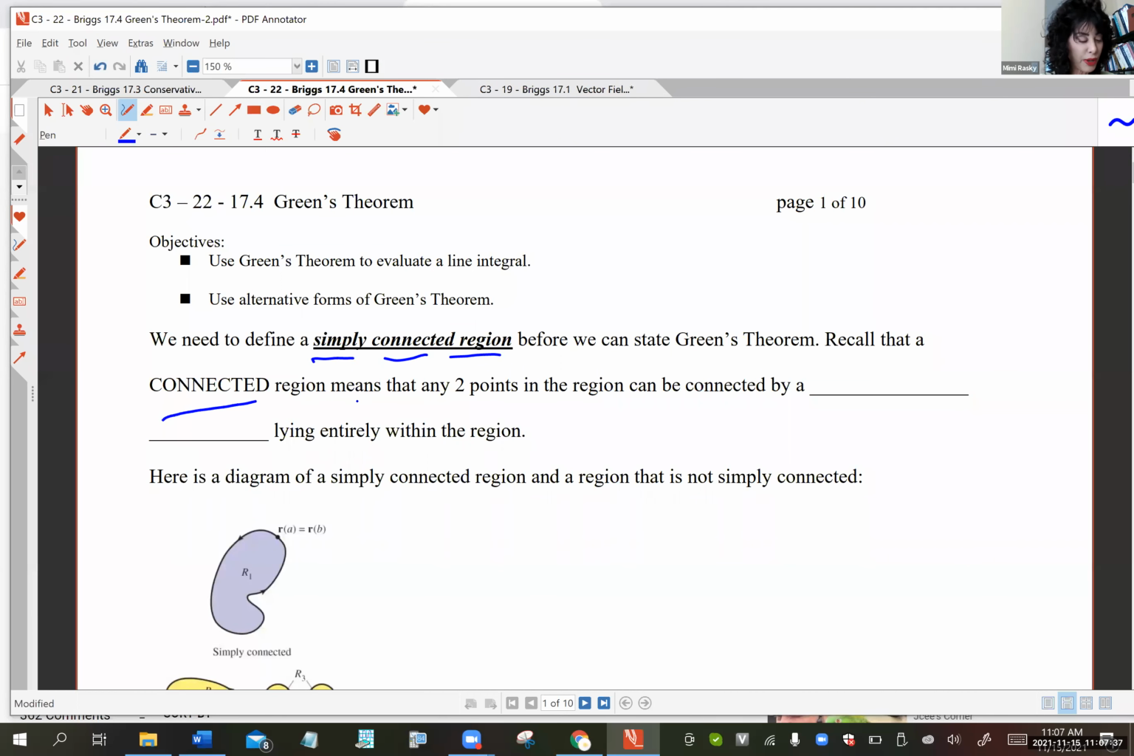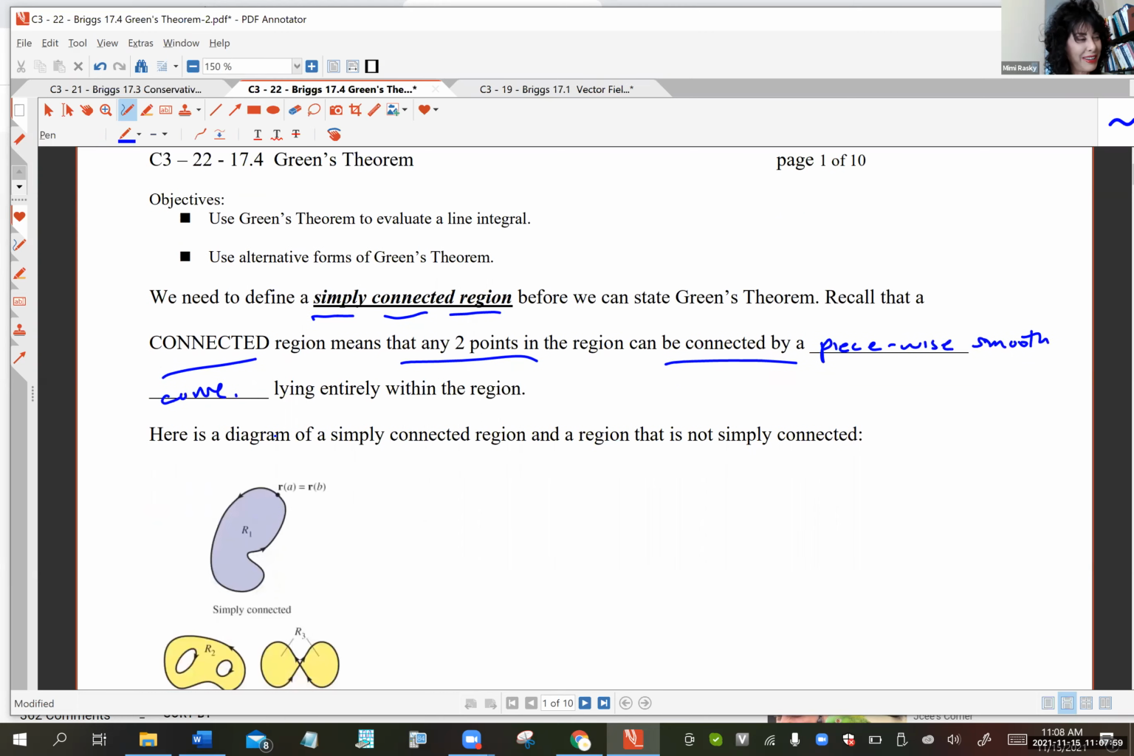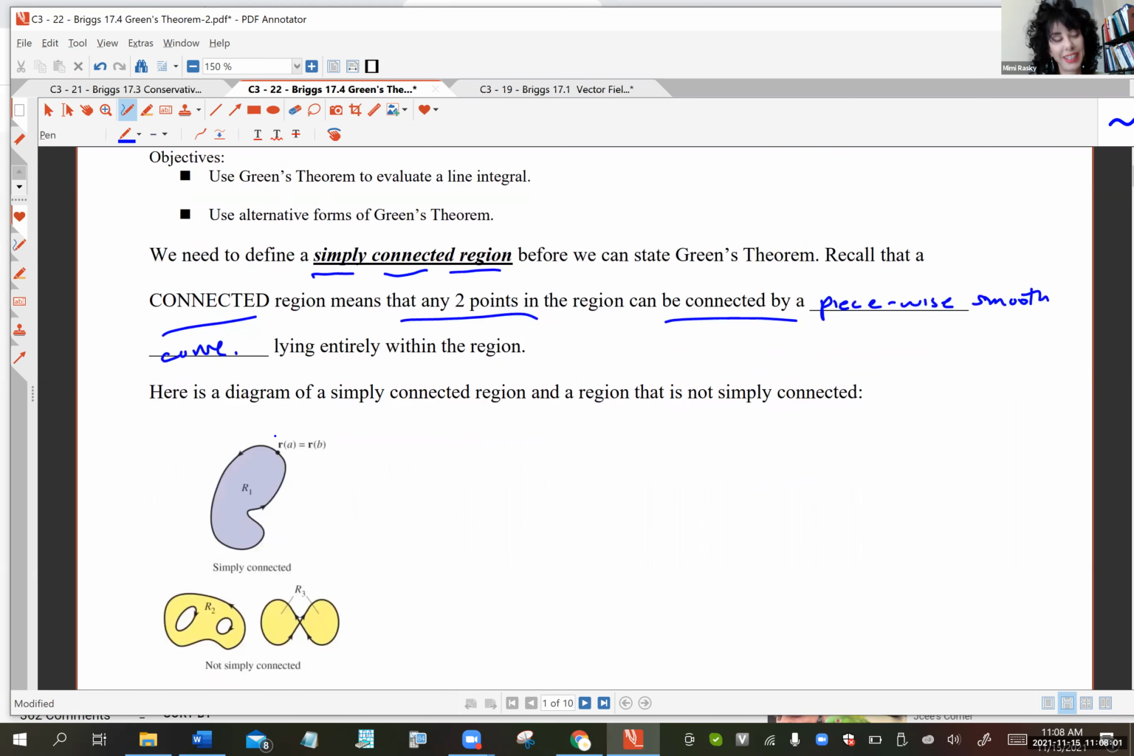So recall, you already know what a connected region is. It's basically not Hawaii. It means any two points in the region can be connected by a piecewise smooth curve lying entirely within the region. Okay, then what is a simply connected region?